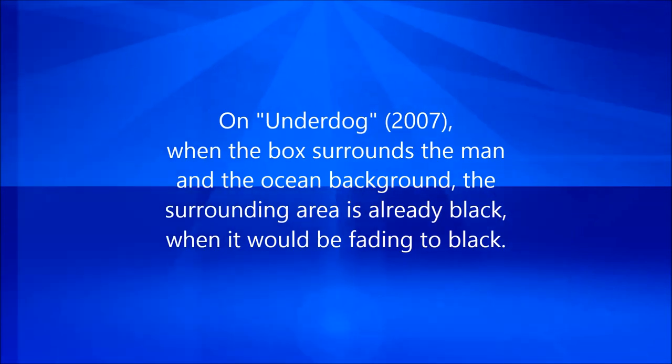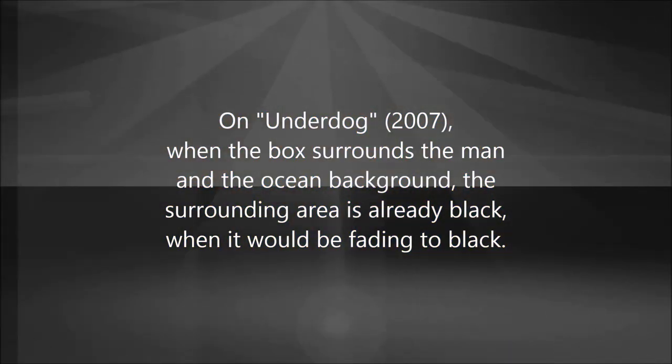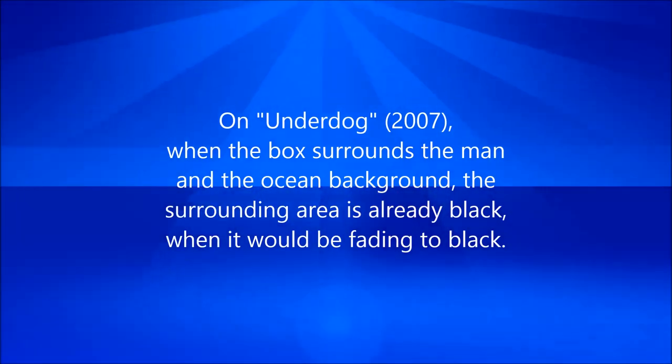On the 2007 movie Underdog, when the box surrounds the man in the ocean background, the surrounding area is already black, when it would be fading to black when the box zooms out.